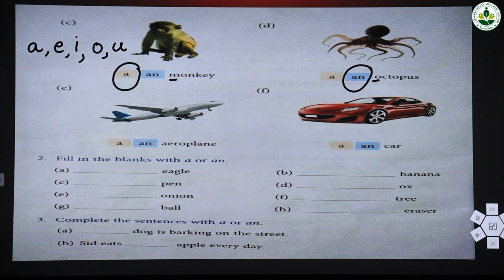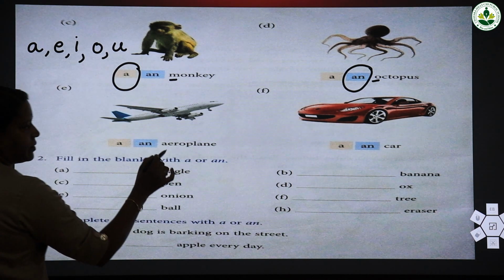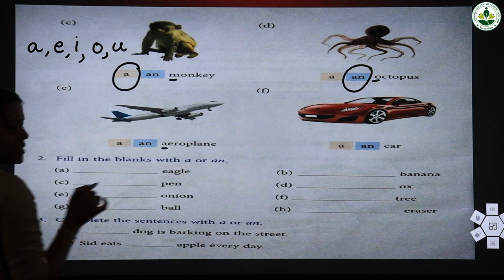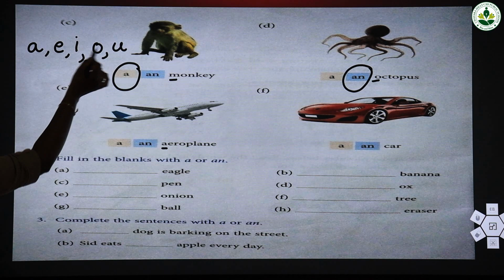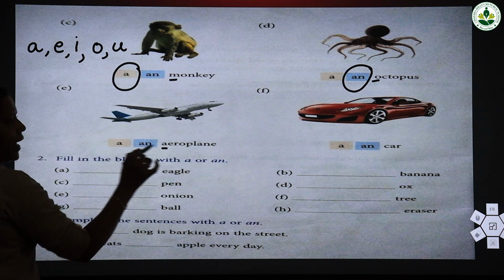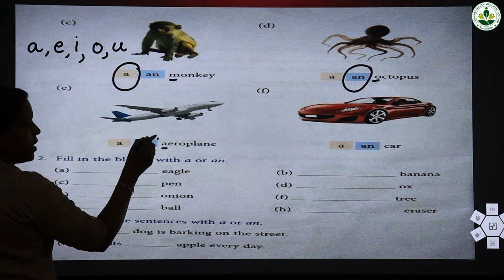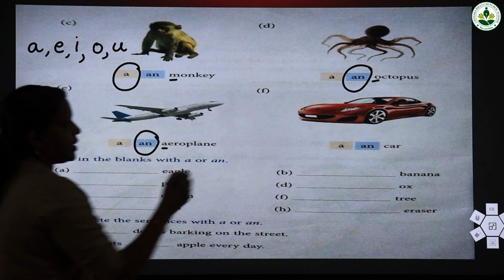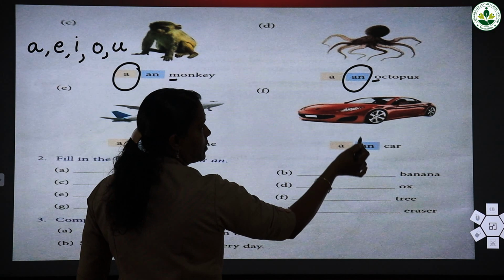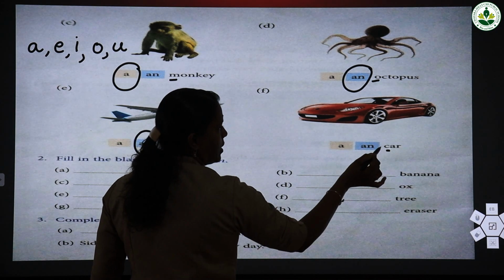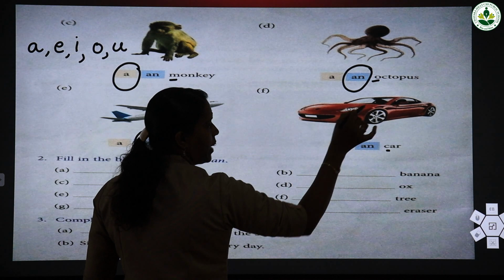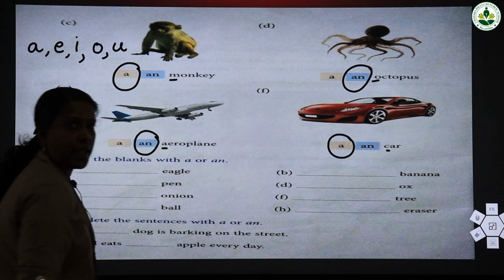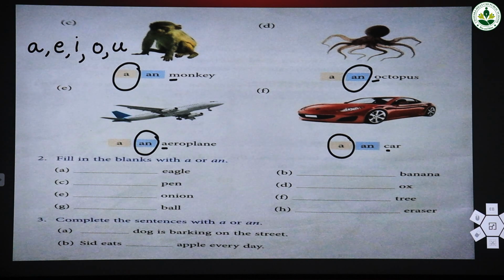Look at the next one. Aeroplane. What is the first letter? A. Is it a vowel? A, E, I, O, U. Yes. So, a aeroplane or an aeroplane? An aeroplane. Okay. Look at the next one. Car. First letter C. So, a car or an car? A car. Okay, clear?